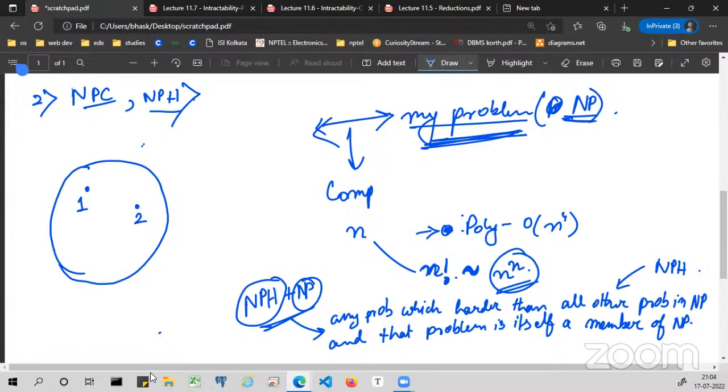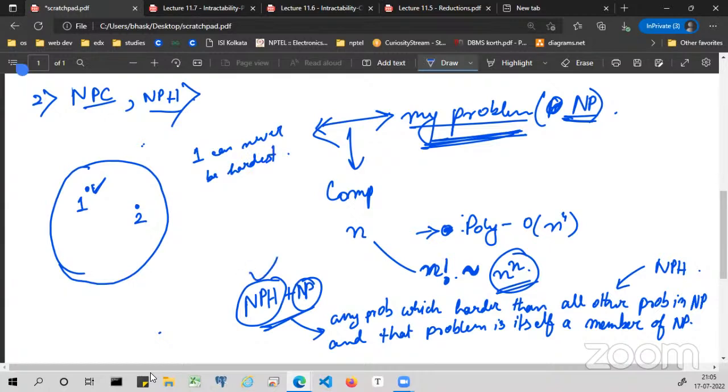Suppose I say that problem number 2 is more difficult to solve. That means there exists at least one problem which is harder than solving 1. If I tell you that 2 is harder than solving 1, I can also tell that there exists at least one problem which is harder than solving 1. If that is the case, I can assure you 1 can never be the hardest. Because 2 is harder than 1, so 1 cannot be hardest.